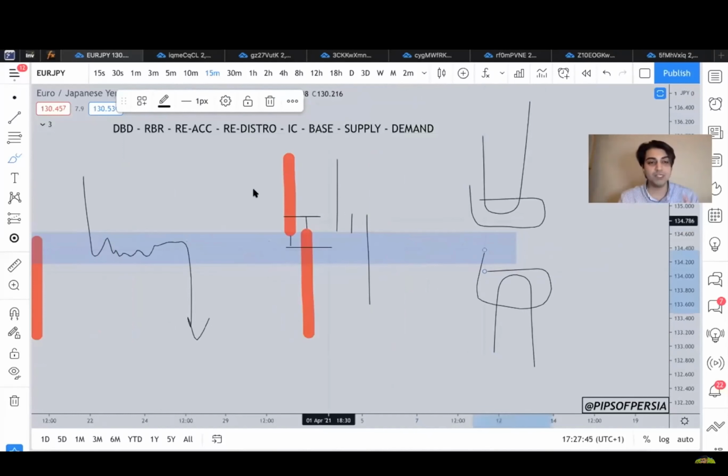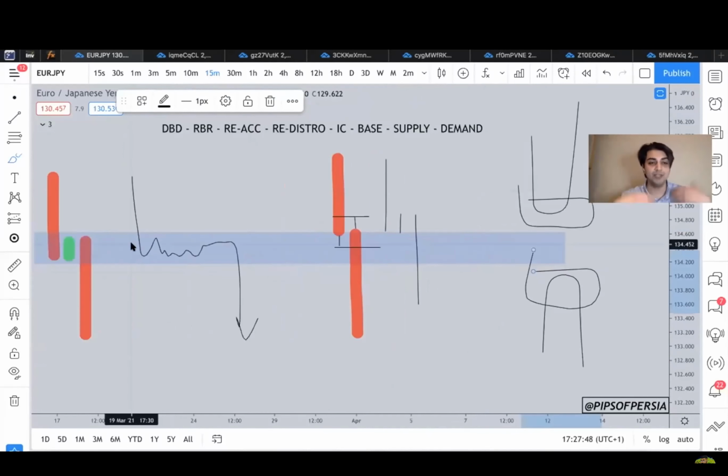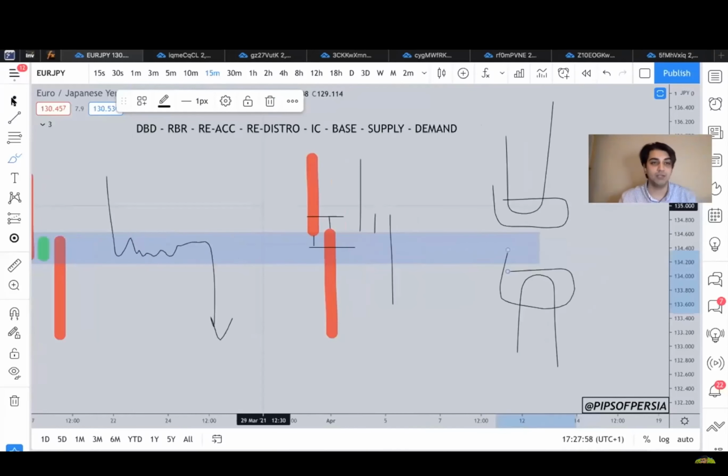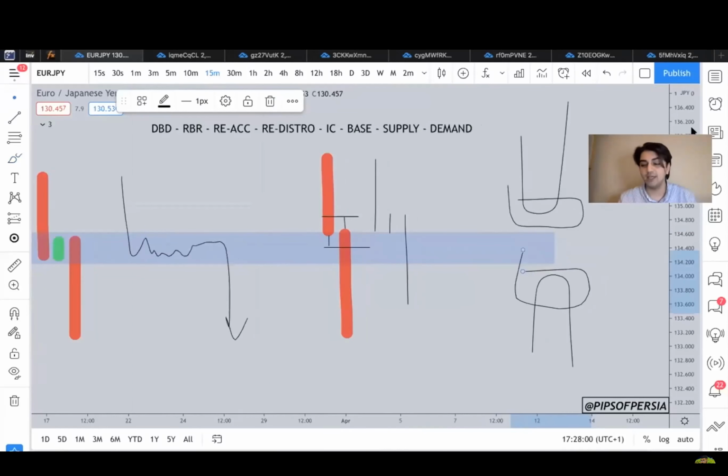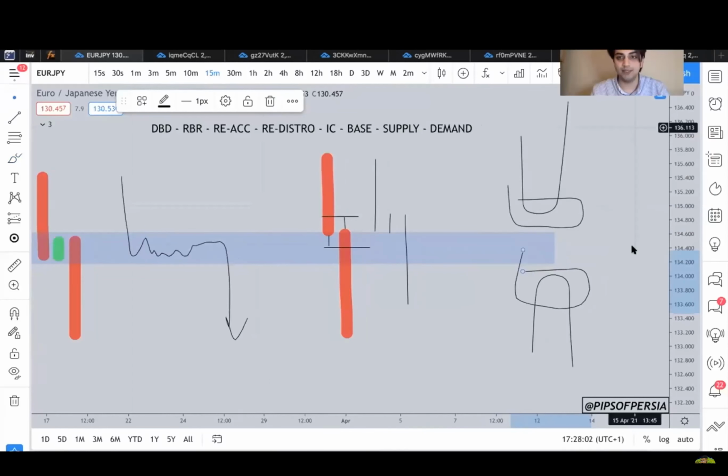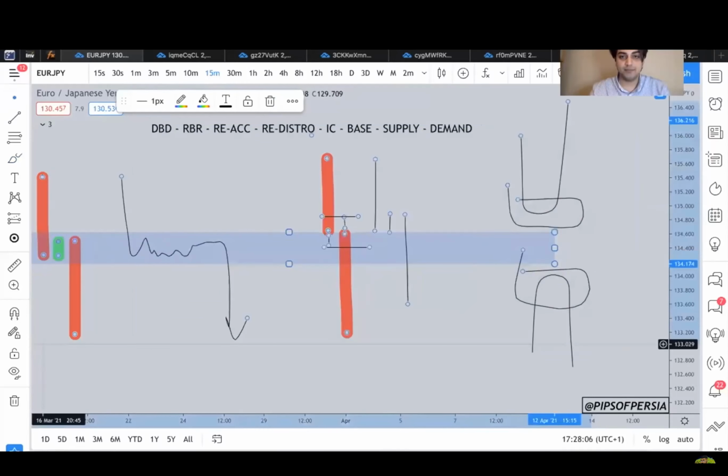Now, when we spoke earlier about new supply and why that supply is important, this is where I'm going to start to speak a little bit more about entries and how we actually go ahead and take entries using supply and demand and using drop-base-drops and rally-base-rallies. Okay, now let's go ahead and get rid of this.